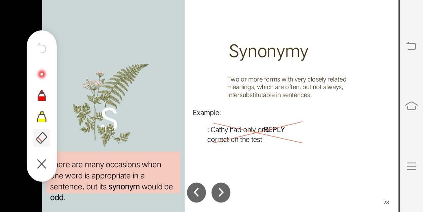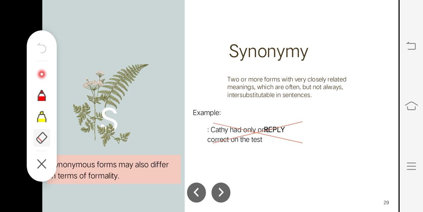In the next example, synonymous forms may also differ in terms of formality. Like this example: My father purchased a large automobile. It seems much more serious than the following casual version with synonymous replacements: My dad bought a car.